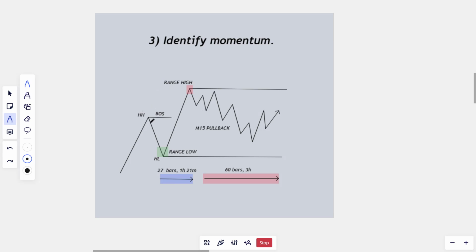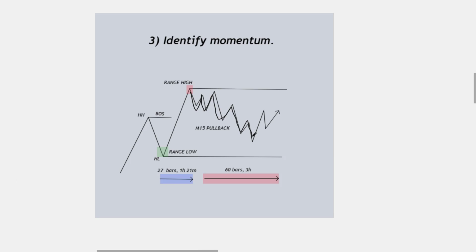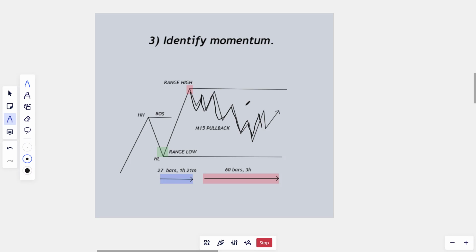So this right here was an H4 structure, but now on the M15, we see that price is just moving back correctly. This is us now identifying our momentum. Now we are in a correct momentum. That means now on the lower time frames, we can find correct trades that will come back to clear our range high. Now let's go to step 4.